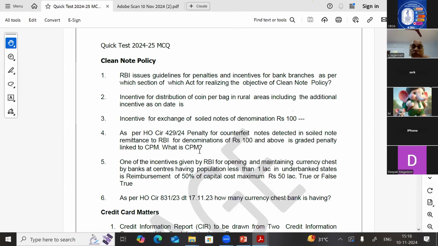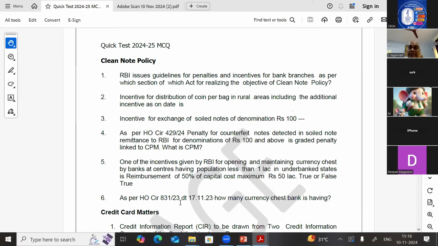One of the incentives given by RBI for opening and maintaining a currency chest by banks at centers having population less than 1 lakh in underbanked states is reimbursement of 50% of the capital cost, with a maximum of 50 lakhs. Yes, that is true. Other than the northeastern region, it is 50% of capital expenditure, maximum 50 lakhs. If it is the northeastern region, it is 100%, maximum of 50 lakhs capital expenditure.